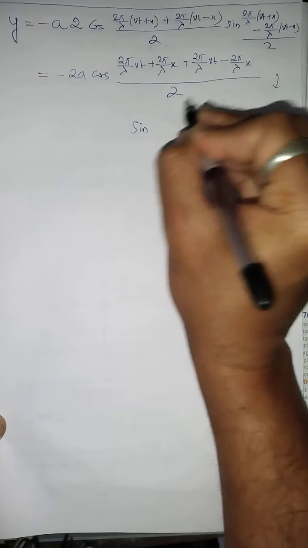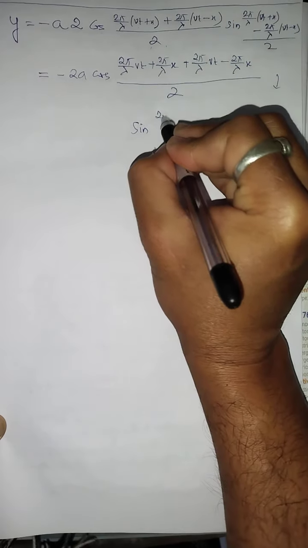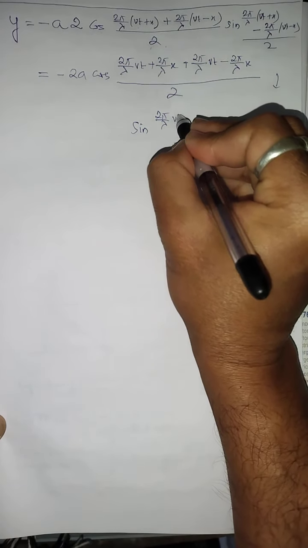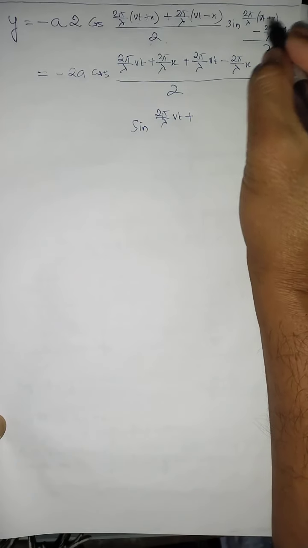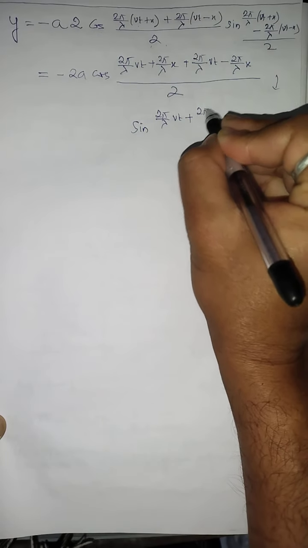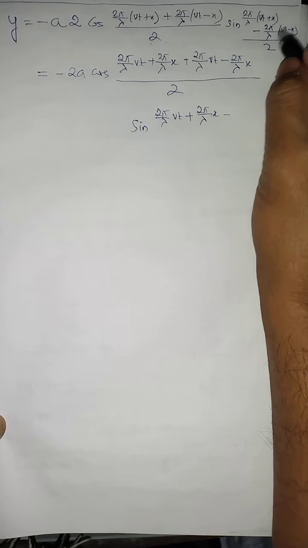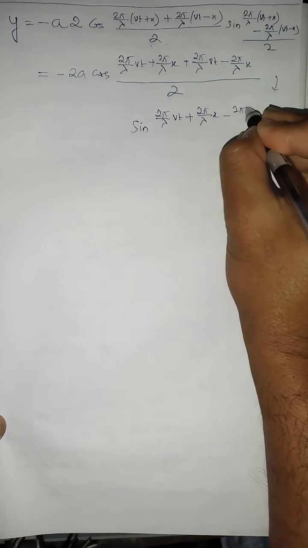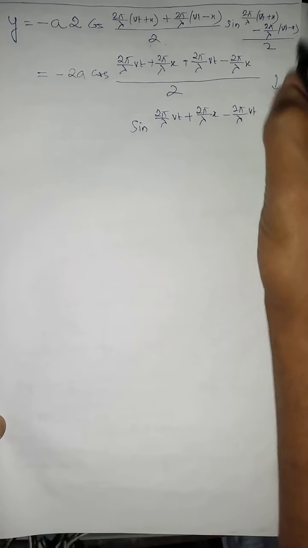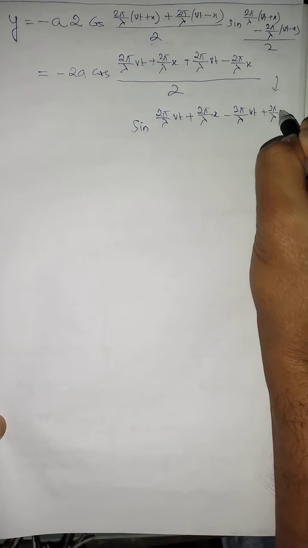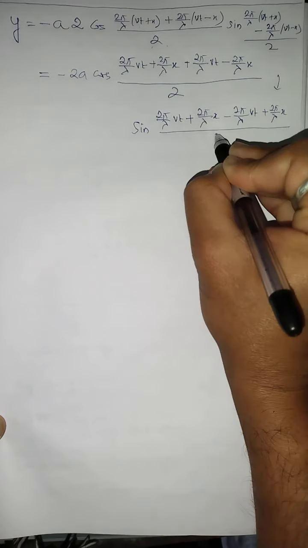Similarly, sin equals, I do in the similar manner, 2 pi by lambda. Now this 2 pi by lambda into bt I multiply, it will be bt plus again 2 pi by lambda with x, 2 pi by lambda into x. Now minus into plus is minus, so minus 2 pi by lambda into bt. Now minus into minus is plus 2 pi by lambda into x, whole divided by 2.